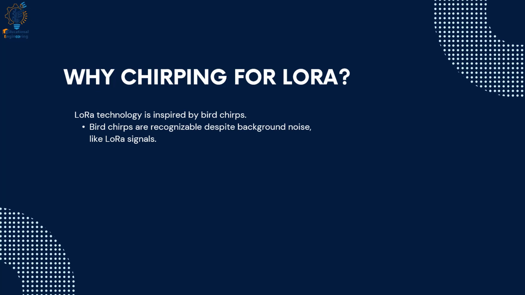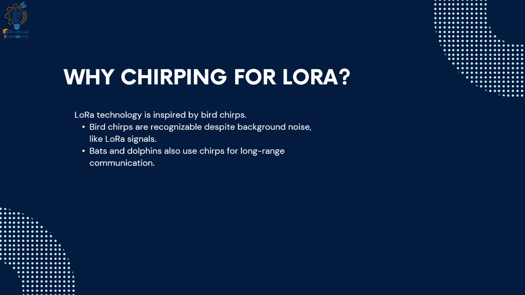Their chirps travel well and cut through background noise, making them recognizable. This is not unique to birds. Bats and dolphins use ultrasonic chirps, sounds too high for humans to hear, for similar reasons: extended range and easy distinction from surrounding noise.